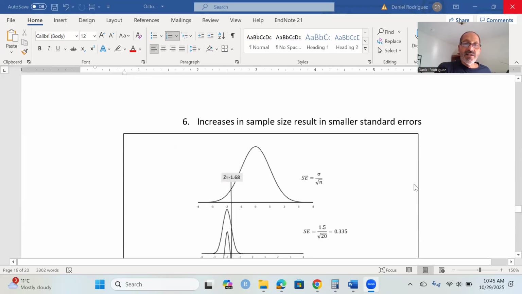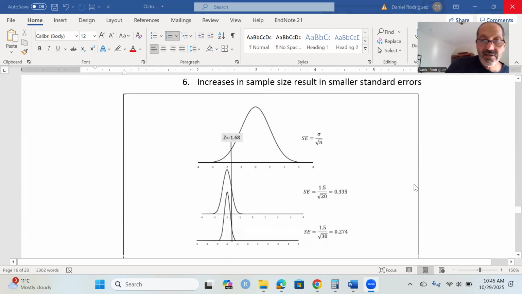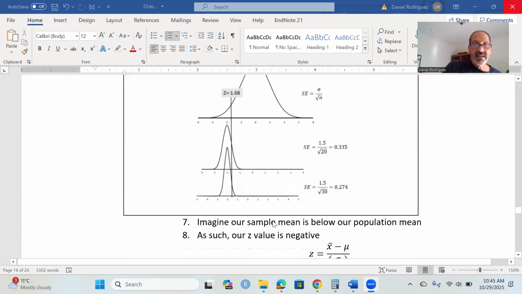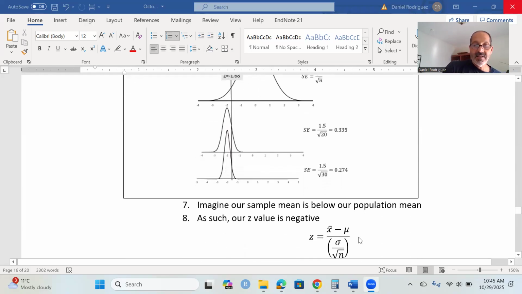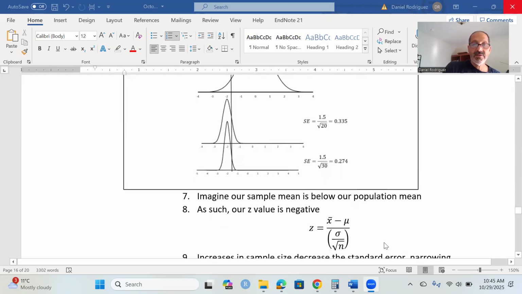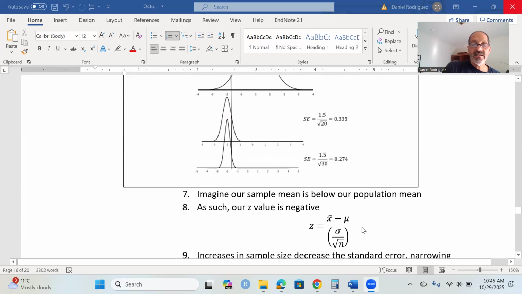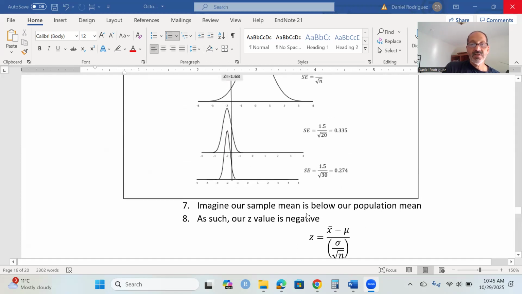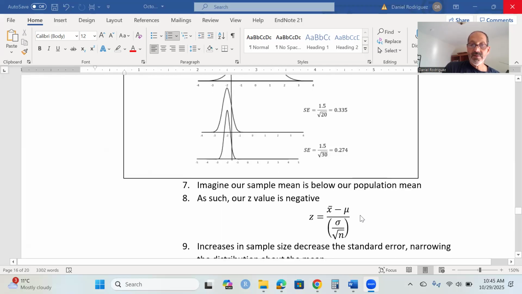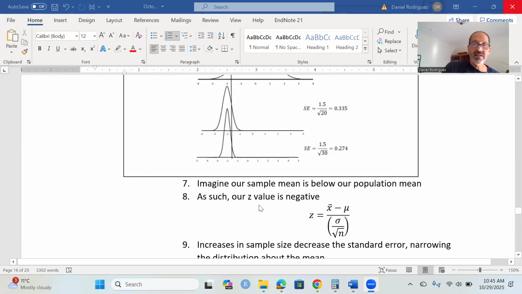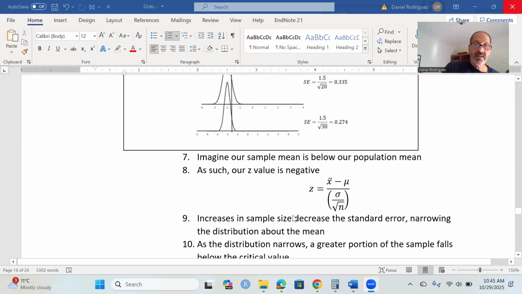So what happens if we increase sample size? This is kind of cool. Here I'm looking at the Z test. We're comparing a sample to the population, right? But we're using a one-tailed test, where our sample mean is less than the population mean, so it's going to be negative. Imagine our sample mean is below our population mean. As such, our Z value is negative.